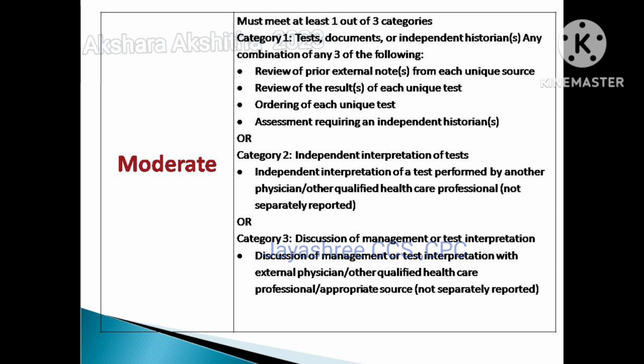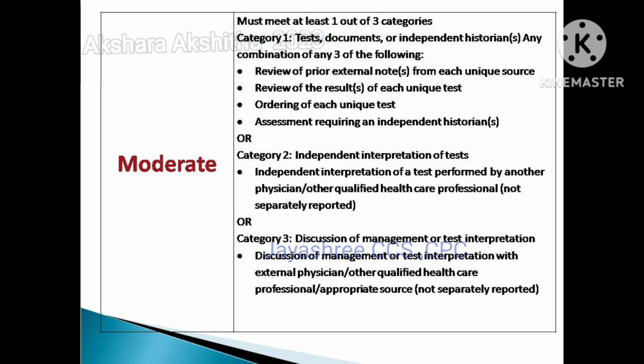What is category 2? Category 2 means independent interpretation of a test. That is, independent interpretation of a test performed by another physician or other healthcare professional. Those professional services should not be reported separately; only then can we consider it as counting of the element. So independent interpretation of a test means category 2.